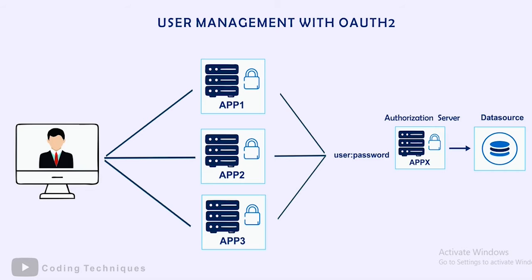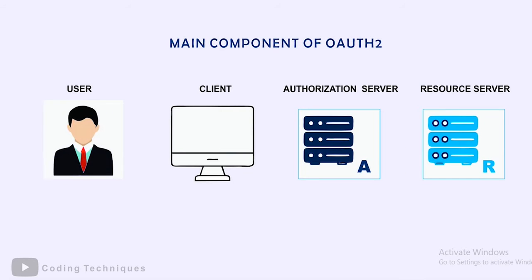And then OAuth2 has components. So what are the components of OAuth2? The main component of OAuth2 is the user. The user is the resource owner, and we have the client. The client is the app that works on behalf of the user. We also have the authorization server, which authenticates the user, and we also have the resource server. The resource server is where the resource for the user is kept.